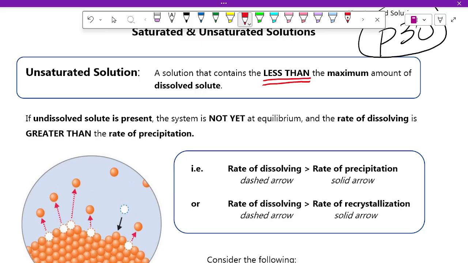So if you have undissolved solute present, and there should be an "and" there, I need to fix that. That "and" is actually really important. And the system is not yet at equilibrium, then, this should say "then", the rate of dissolving is greater than the rate of precipitation or recrystallization.